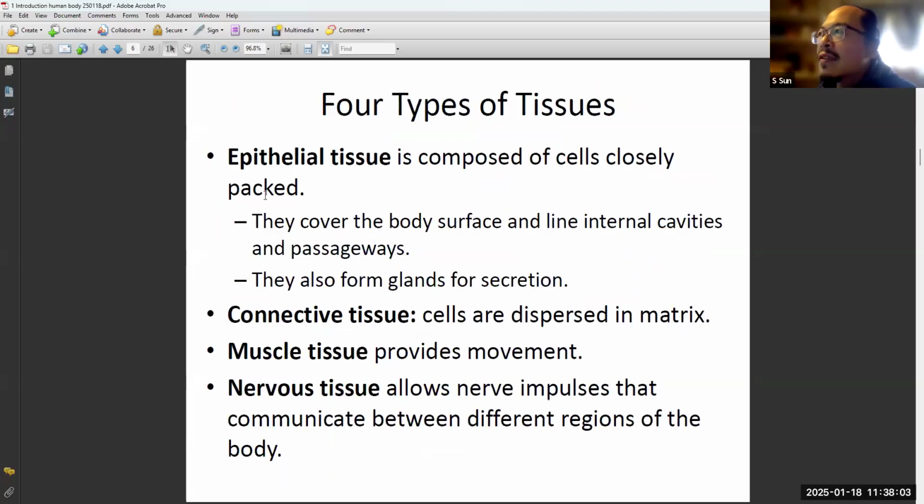So that's epithelial cells. Another type of tissue is called connective tissue. So what's the connective tissue? Loosely dispersed. That's the keyword. In these tissues, cells are there, but they are not packed. They are loosely dispersed. So where do we see those? Connective tissue, for example, our bone. Our bone is connective tissue.